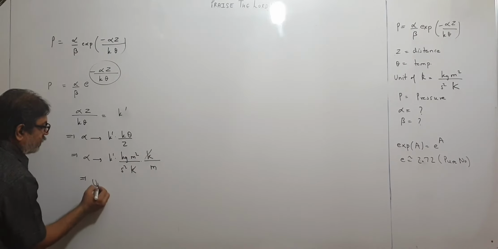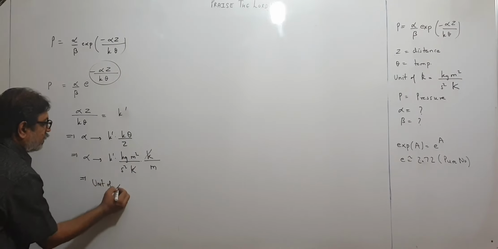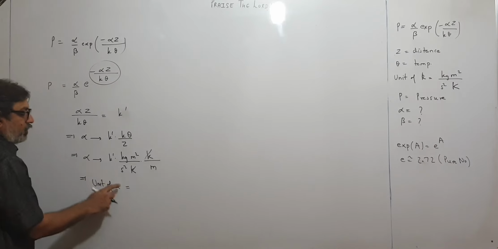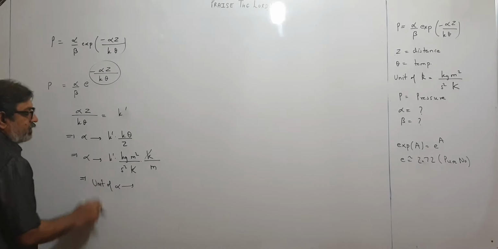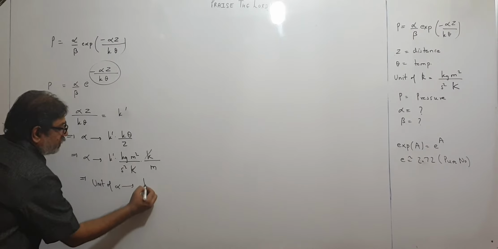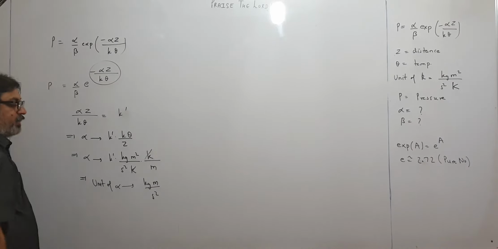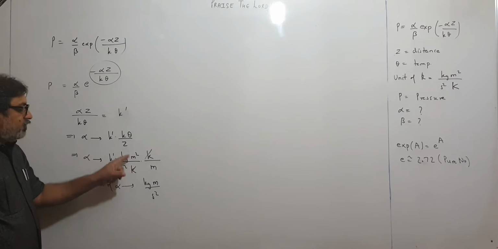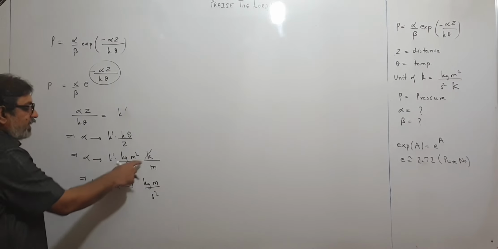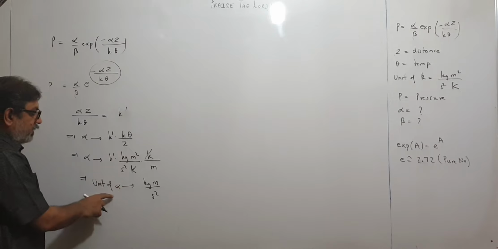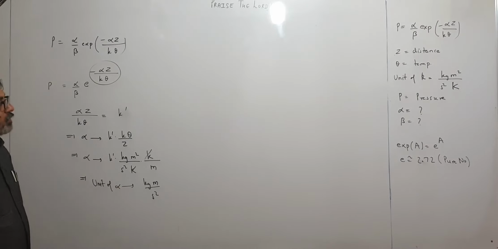So the unit of alpha is equal to, this k dash is gone, it has no unit. 1 meter gone, so this is kg meter upon second square. These are the units of alpha. 1 meter gone, kg remains, meter remains, and second square. Kelvin, Kelvin cut, this is a constant, no units. The unit of alpha is this much.